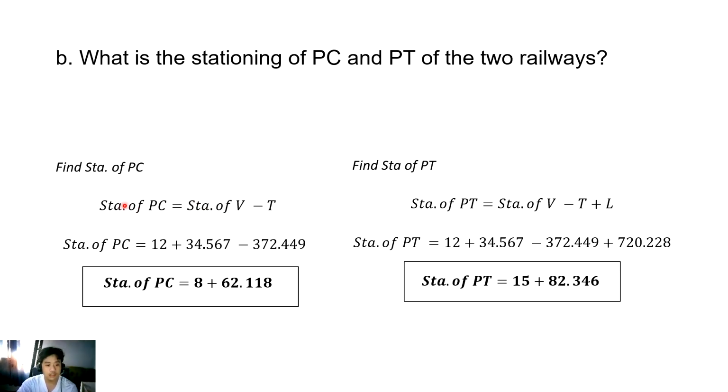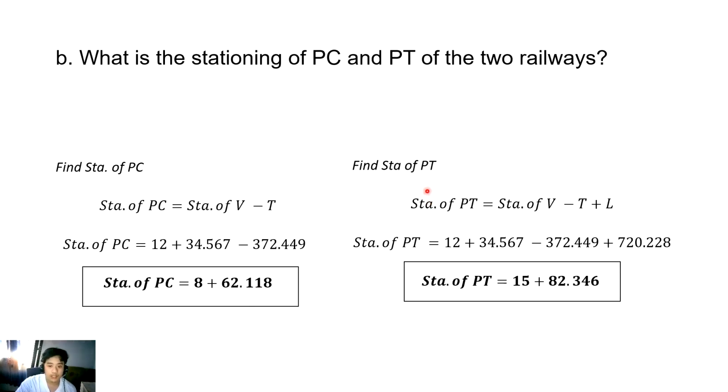Then next, para naman makuha yung station of PC, gagamit tayo ng formula na station of vertex minus T. So, substitute lang natin yung given natin na station of vertex. 12 plus 34.567 minus 372.449, and we'll get 8 plus 62.118.